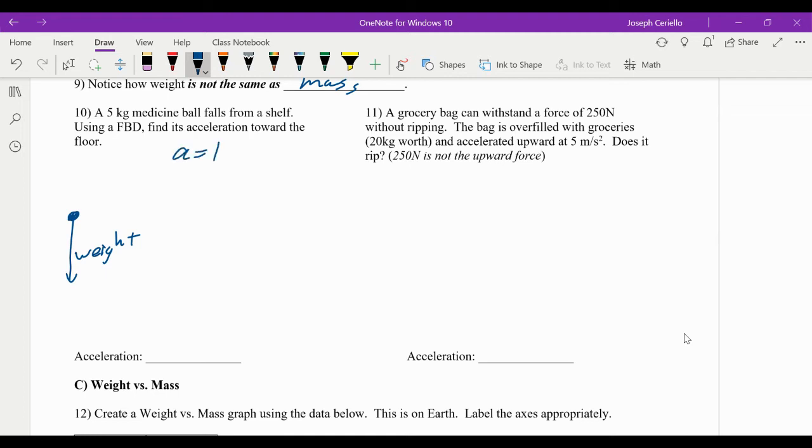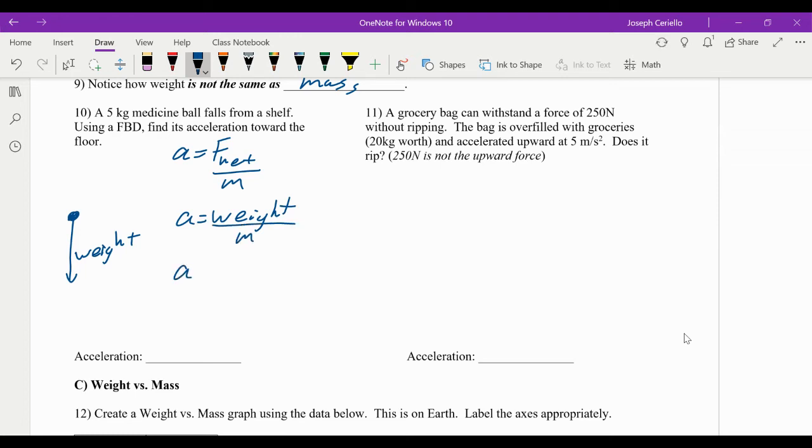So if I do a equals F net over m, my acceleration is what I'm looking for. You should know the acceleration of a falling object, right? We know the answer is going to be 9.8, but let's prove it. Now, F net is going to be replaced by the forces in our free body diagram, so we're just going to replace it with weight over mass.